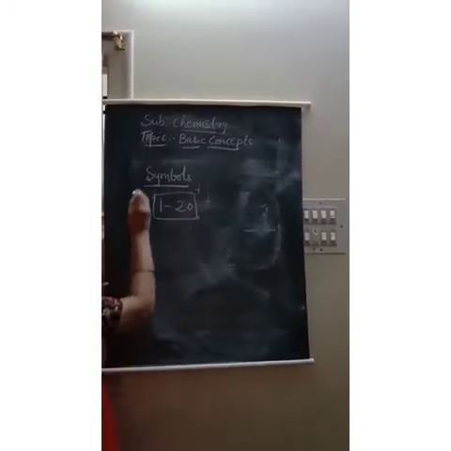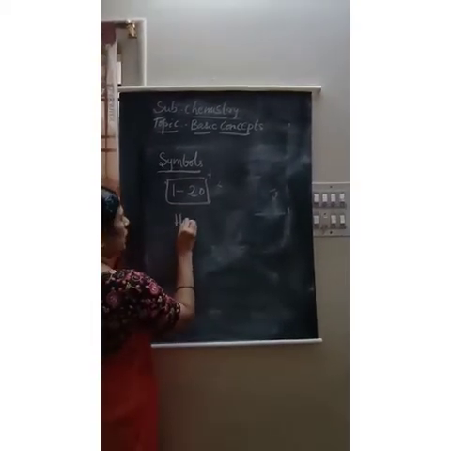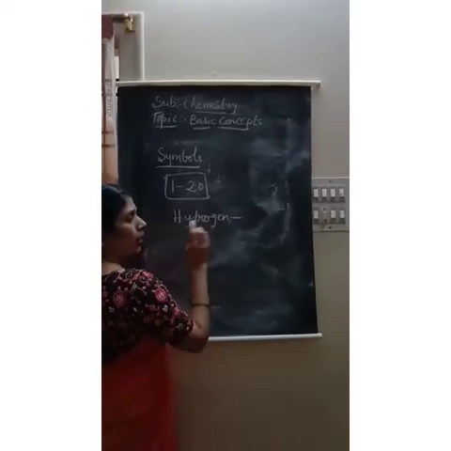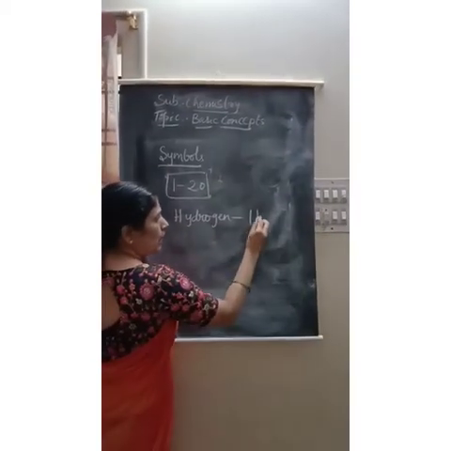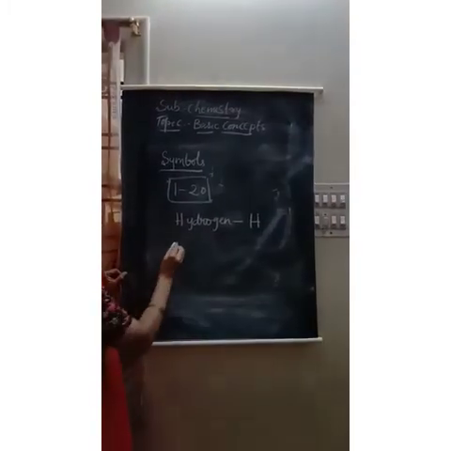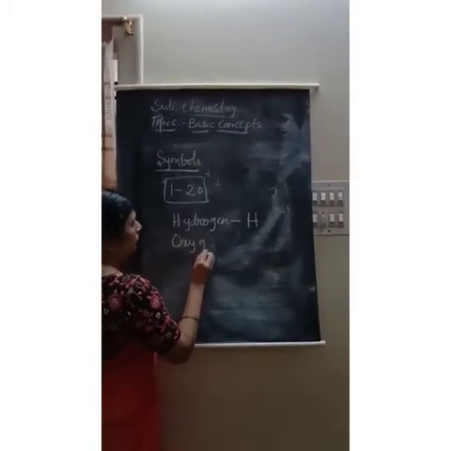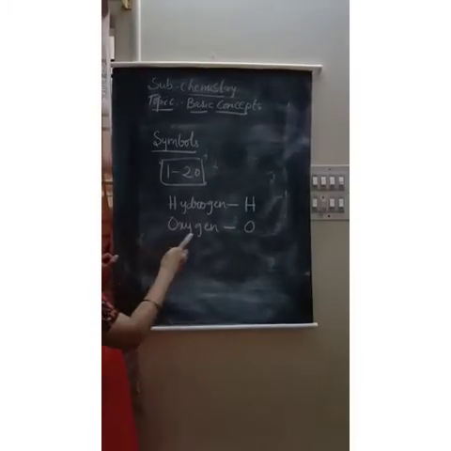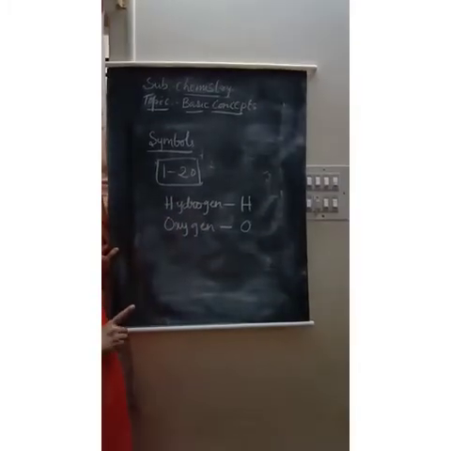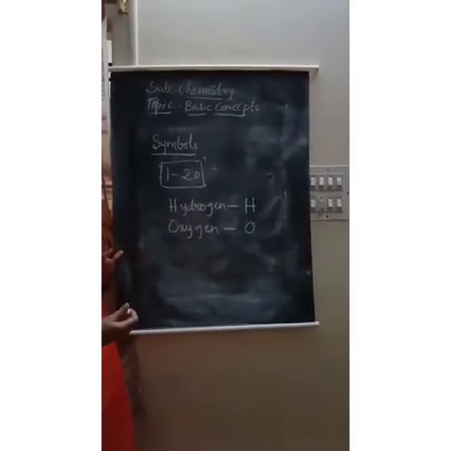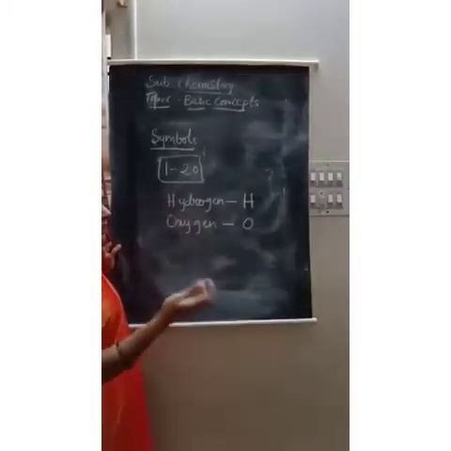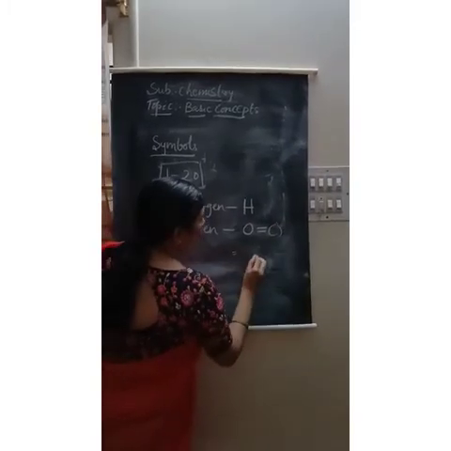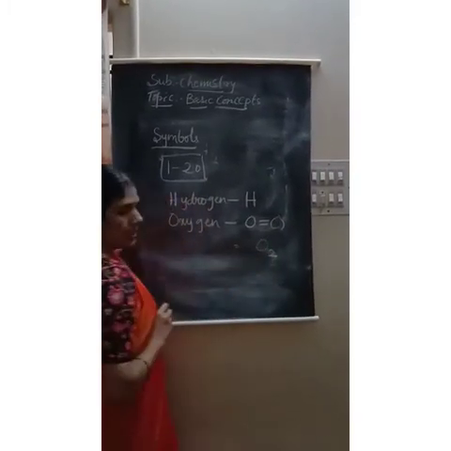So, for example, examples for symbol: hydrogen. Hydrogen is an element. How can we represent hydrogen? By using the symbol H, capital H. Oxygen: O, an atom of oxygen. But oxygen is available in nature in the molecular state so that it can exist independently, combining two atoms of oxygen. We can say that O2. It is molecular oxygen, O2.